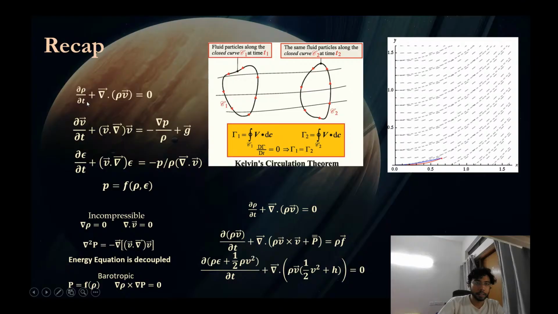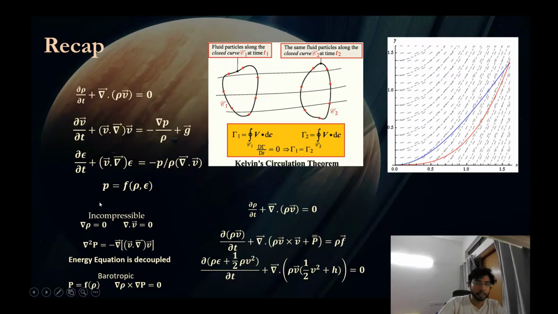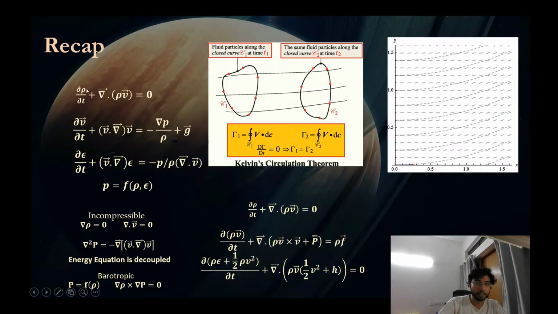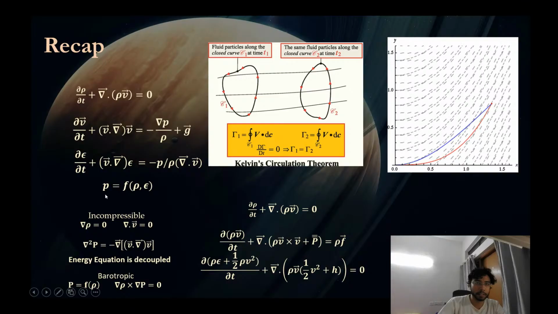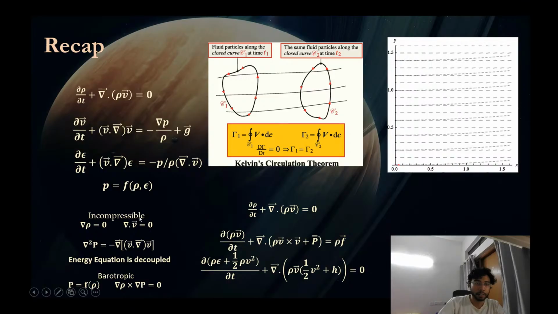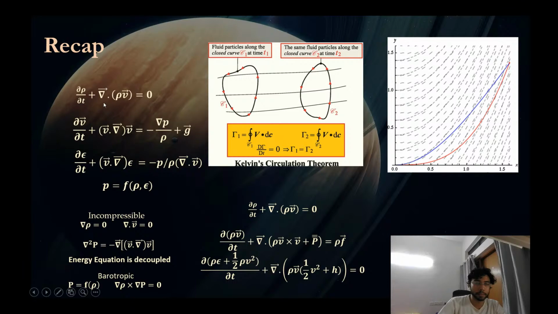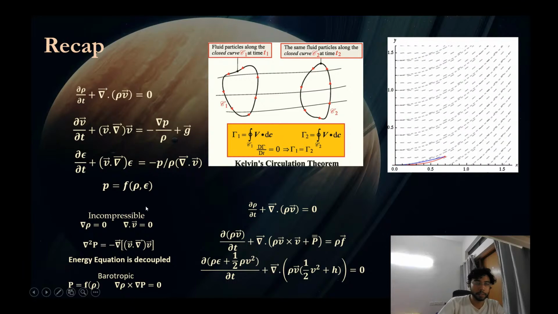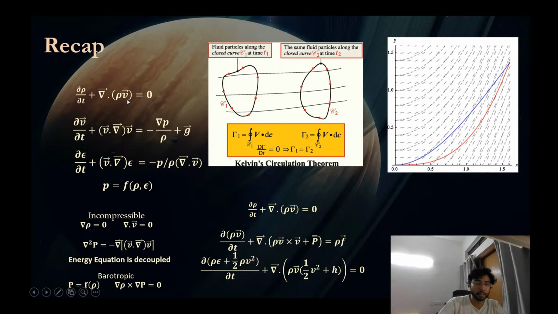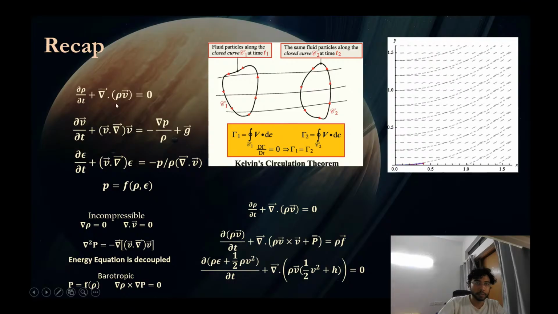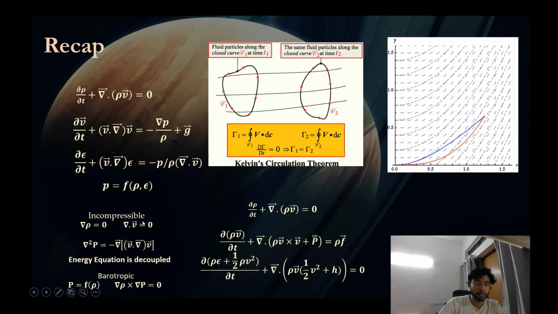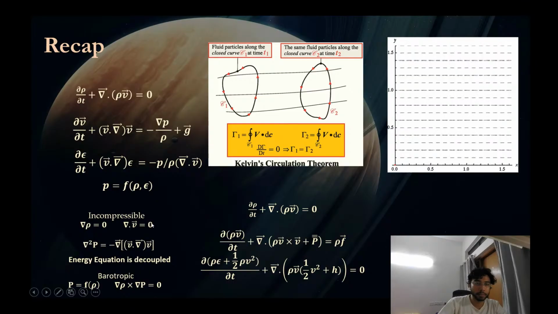And if we use the continuity equation, this condition in steady state reduces down to del dot v equals zero. If we just expand this term, it will be v dot del rho plus rho del dot v. So v dot del rho is zero and rho del dot v will also be zero. So del dot v is zero.